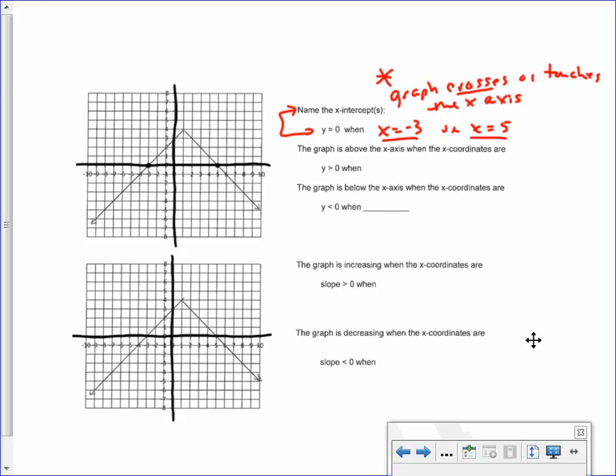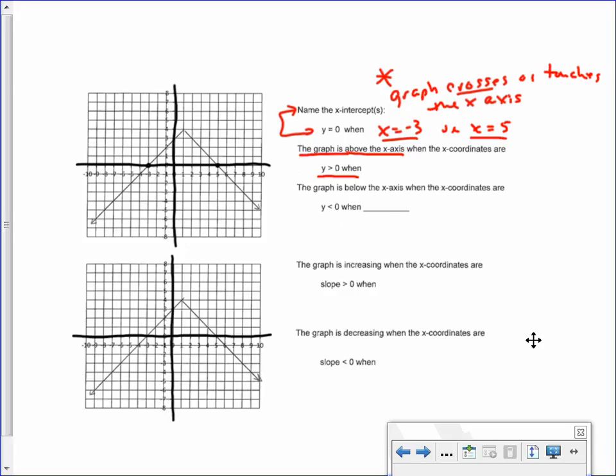Okay? The second thing is to look at where the graph is above the x-axis. And this is when we want to look at where the y coordinates are greater than 0. Now y is greater than 0 is the same thing as saying when is the graph above the x-axis. Actually, we'll write that down. We're going to try to identify where that answer is. This is the same question. Saying that y is greater than 0 is the same thing as saying when is the graph above the x-axis.